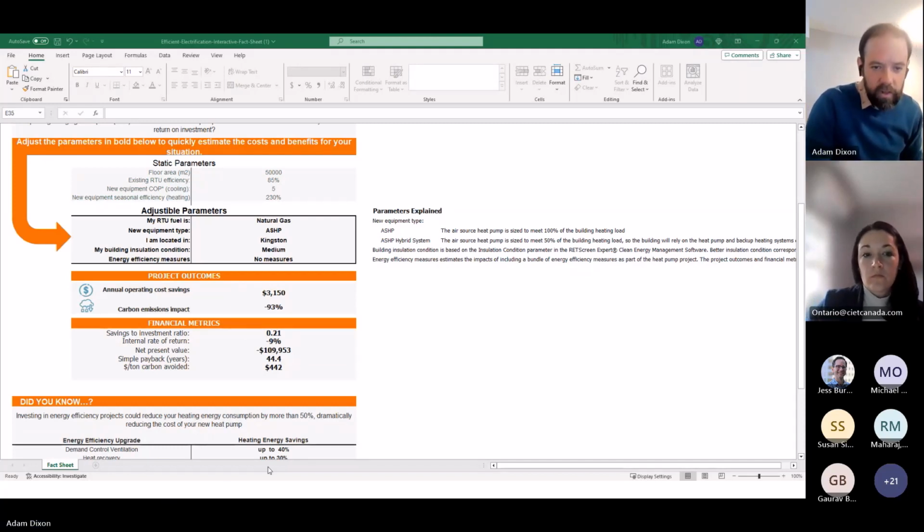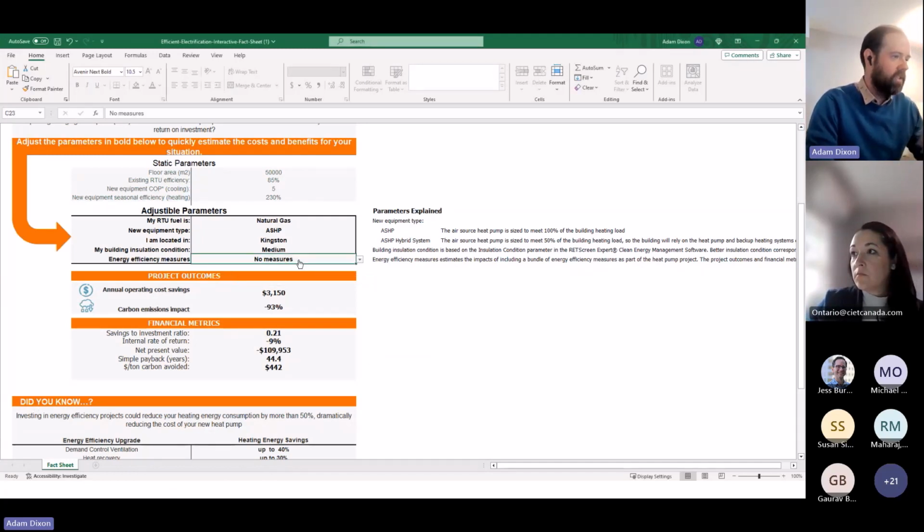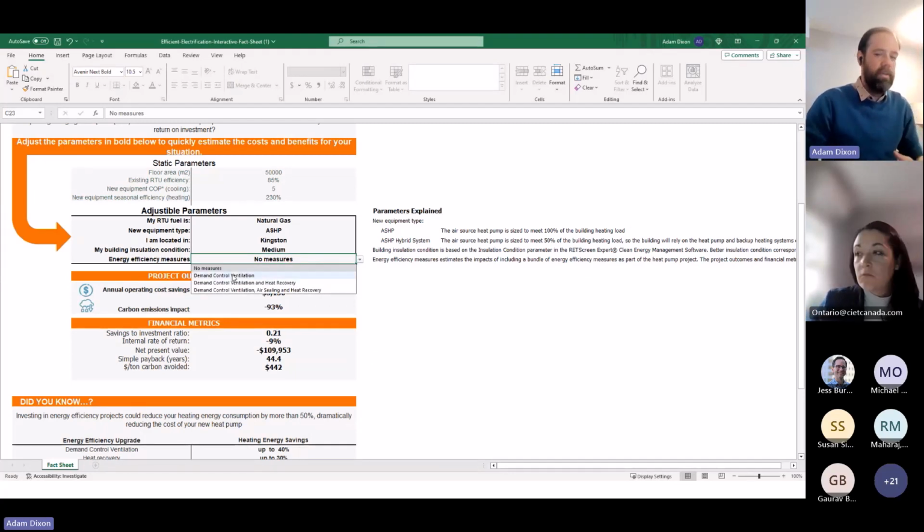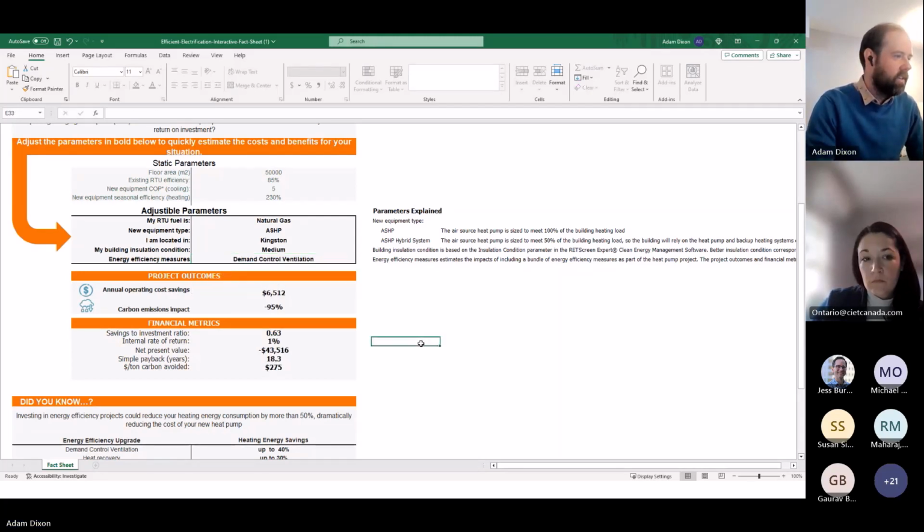4.2. So now we're just going to add in a measure to see what happens to these numbers. We want to add in demand control ventilation. This is when your ventilation only comes on based on whatever metric you set, when you need it, essentially. So that's going to reduce our heating load, as we can see by the little table below, by up to 40%, depending on your building.